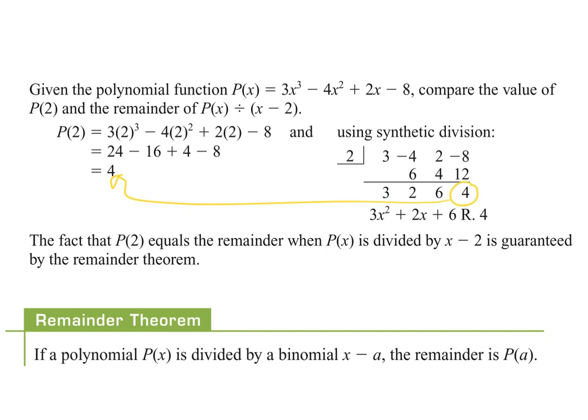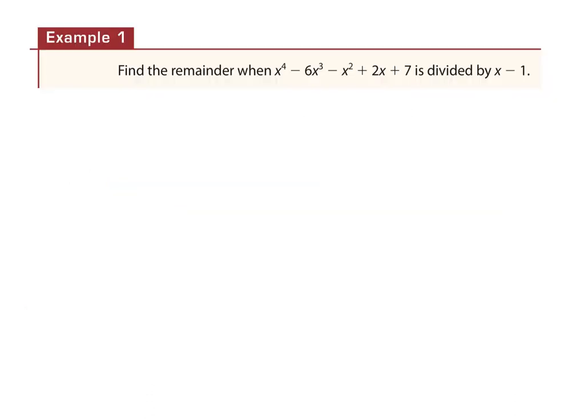So let's look at this example. Find the remainder when this polynomial is divided by x minus 1. All right, x minus 1. So we're going to do synthetic division here because remember, if it's just x minus or plus a number, synthetic is usually faster. My coefficient here is 1. My cubed coefficient is negative 6. My squared is negative 1. This is 2, and then I have 7.